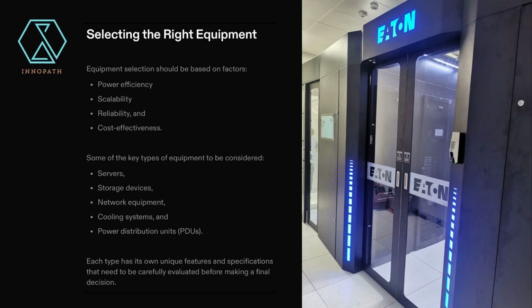Selecting the right equipment. Selecting the right equipment for a data center is crucial to ensure its optimal performance and longevity. Equipment selection should be based on factors such as power efficiency, scalability, reliability, and cost-effectiveness. Some of the key types of equipment that need to be considered include servers, storage devices, network equipment, cooling systems, and power distribution units, PDUs. Each type has its own unique features and specifications that need to be carefully evaluated before making a final decision.